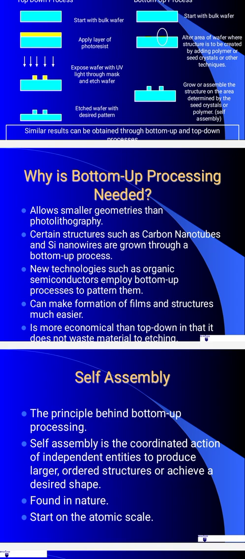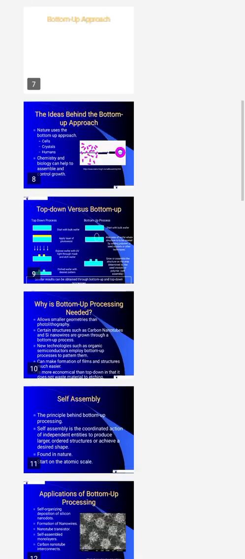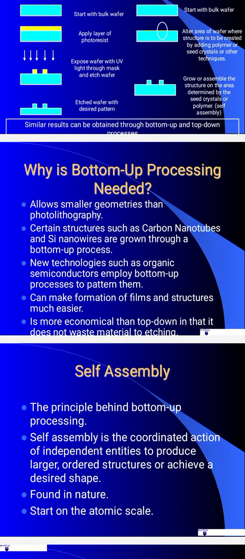And then certain structures such as carbon nanotube and silicon nanowires are grown through a bottom-up process. We cannot grow them by any other technique. Only by the bottom-up technique can they be grown.